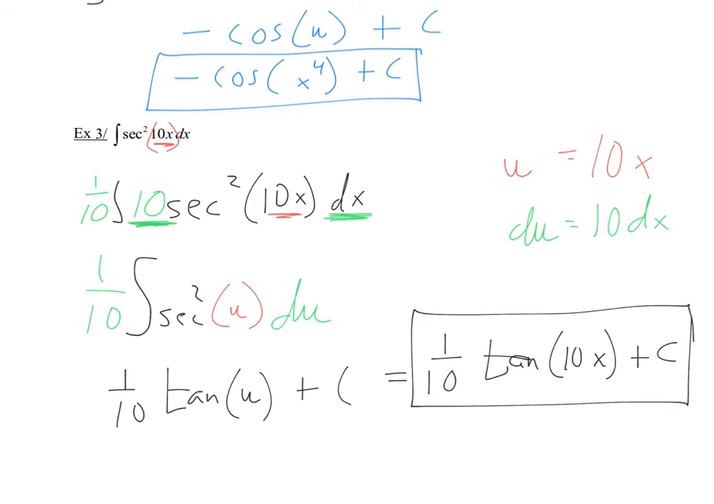If you were to take the derivative of that, the derivative of the tangent of 10x would be the secant squared of 10x. Chain rule, the inside would be 10, but because that 1/10 they would cancel, which is why we don't have a coefficient in the original.